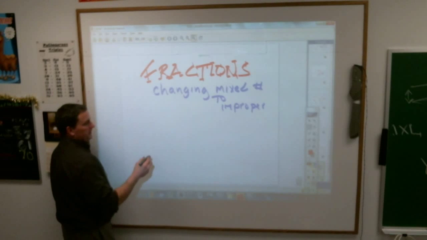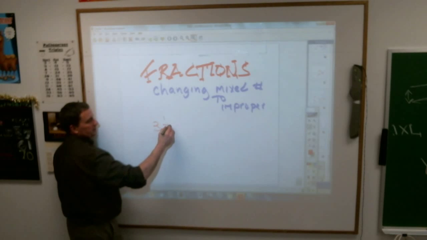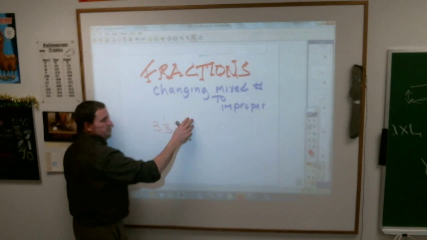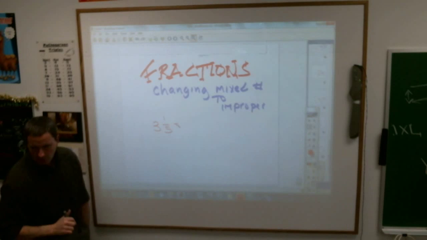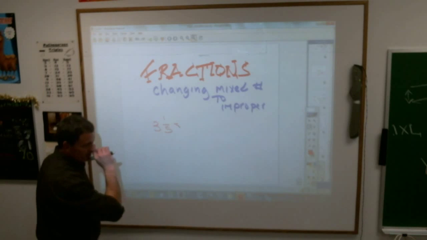In other words, we are taking something like 3 1/5, and instead of keeping it as a mixed number, we're going to make it so that it's an improper fraction. Anybody know why we do that? Nobody knows. Well, in order to multiply and divide, that's why we do that. So here's one way to do it.